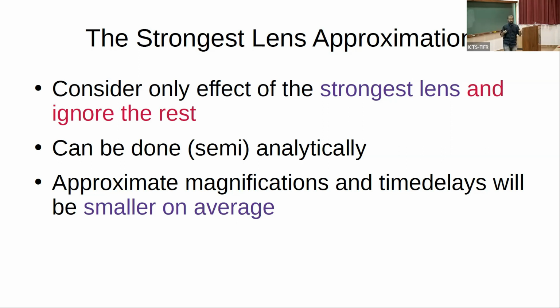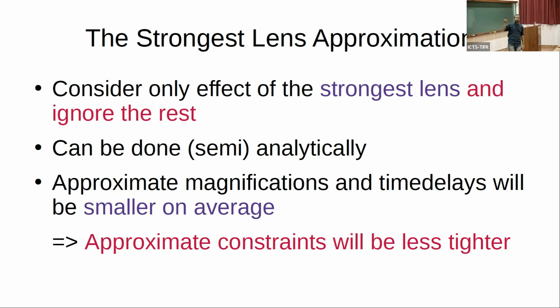So if you get higher magnifications, you get higher lensing fractions. And since the observed reality is 0, the constraints will be tighter. Since here you are not seeing those high magnifications, you are going to see approximate constraints which will be less tight than what they actually will be.